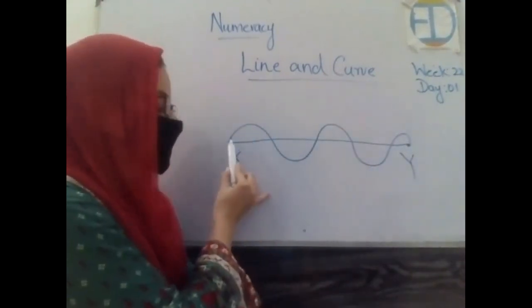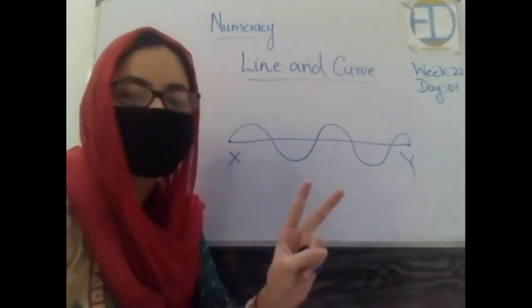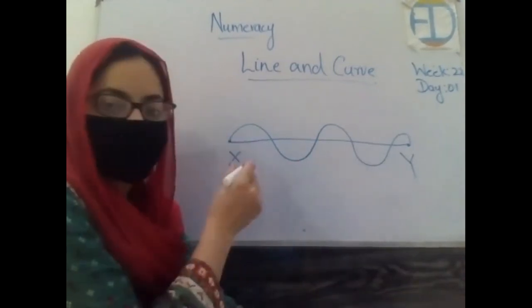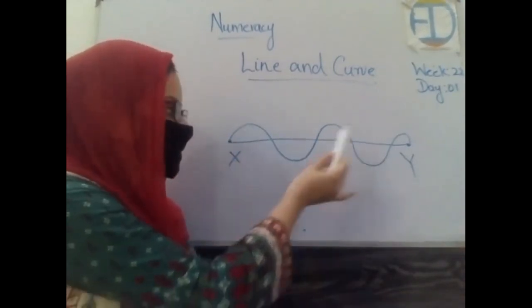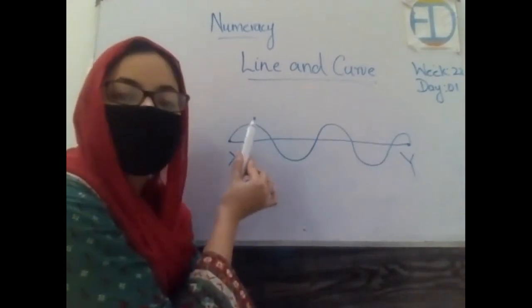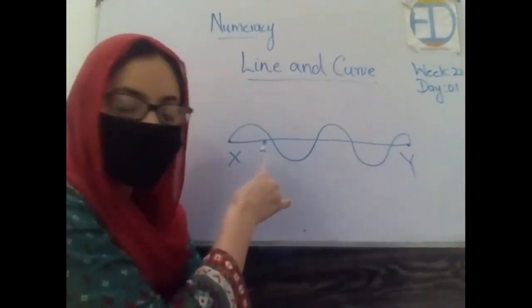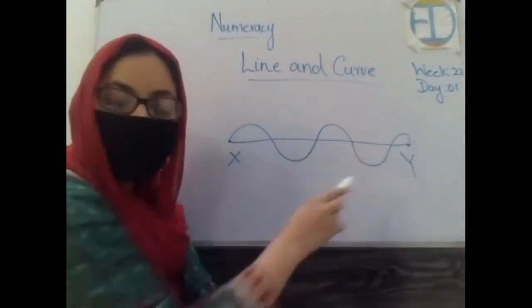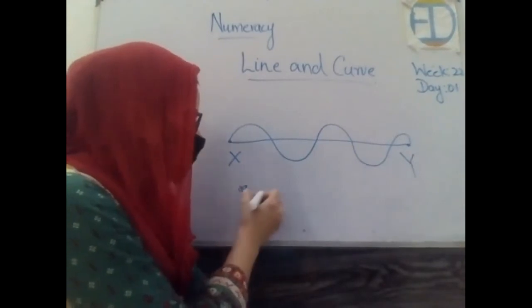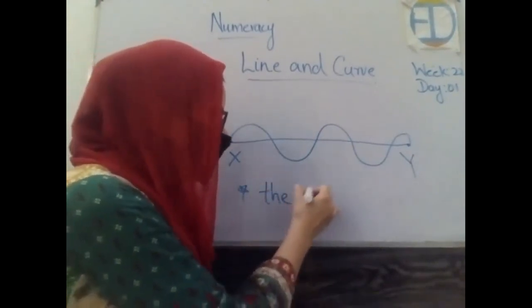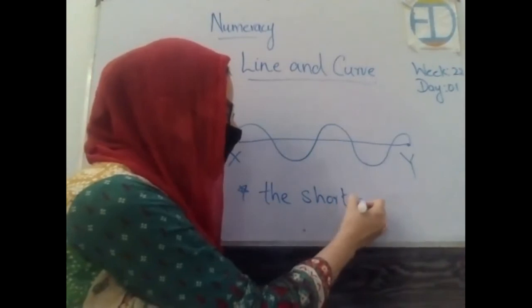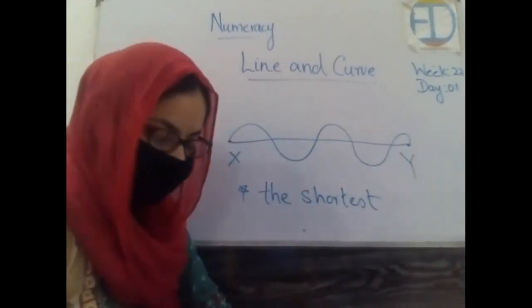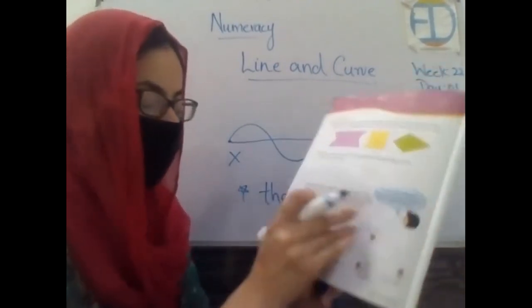Now the shortest distance between the 2 points is a straight line. Now when you measure this straight line and this curved one, this straight distance would be smaller. You can see it, right? This is the smaller distance, but this is long, right? So the shortest distance, this is a takeaway. What is the takeaway? That the shortest distance between the 2 points is a straight line. Got it?